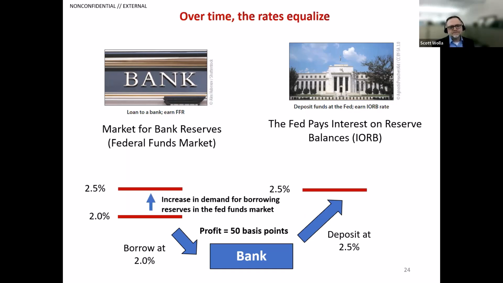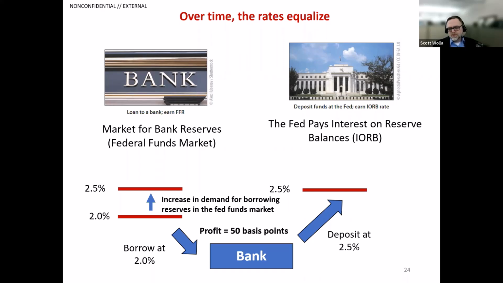On the next slide, you'll see that this bank isn't the only one that's taking advantage of this opportunity. Other banks will see that they can also profit, and they will start to borrow in the federal funds market, deposit at their Federal Reserve Bank, and the increase in demand for funds in the federal funds market will put upward pressure on the federal funds rate and push it up to the level of interest on reserves. In other words, these transactions will continue until banks no longer see an opportunity to profit.